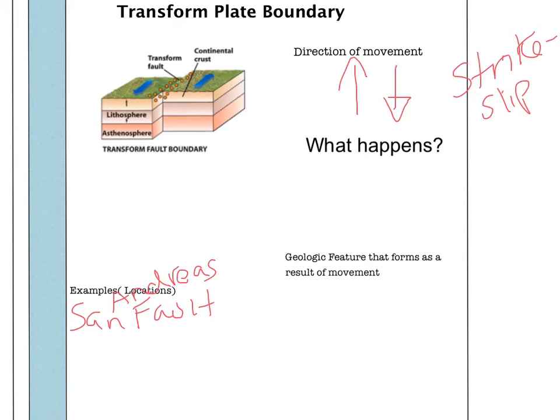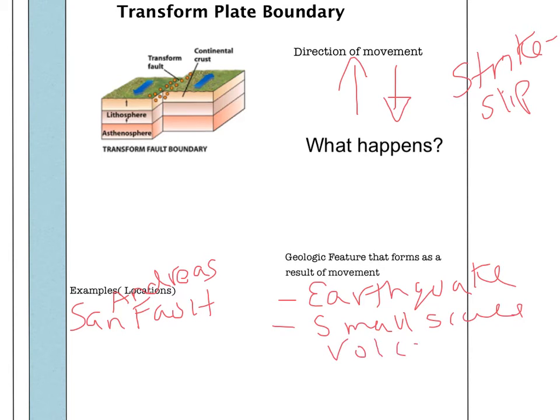Geologic features that form as a result of the movement are earthquakes, which is very apparent in California, and small-scale volcanoes.